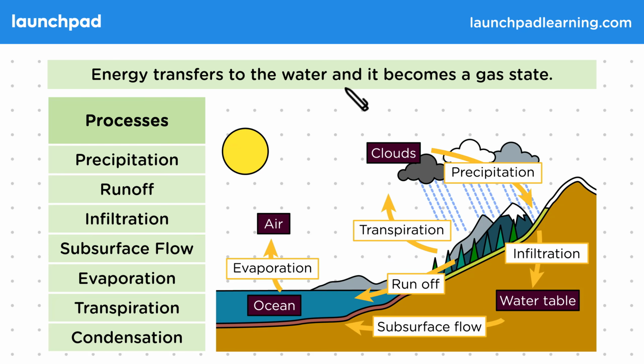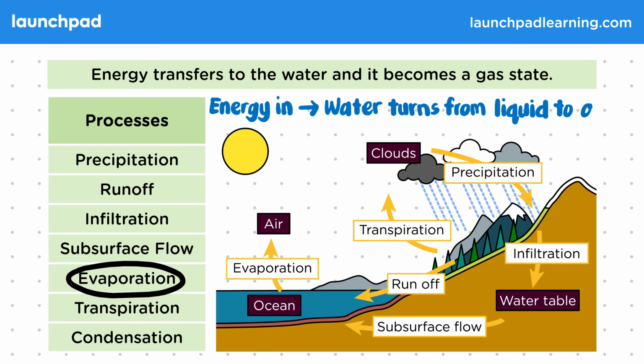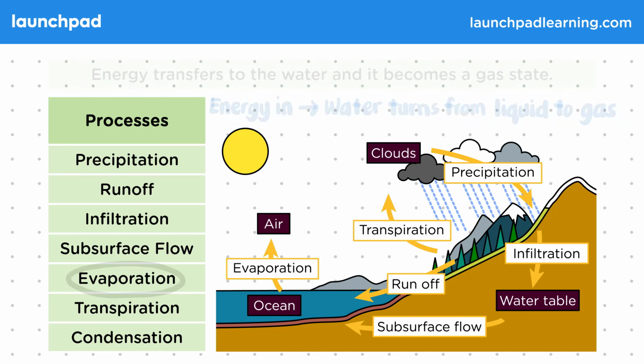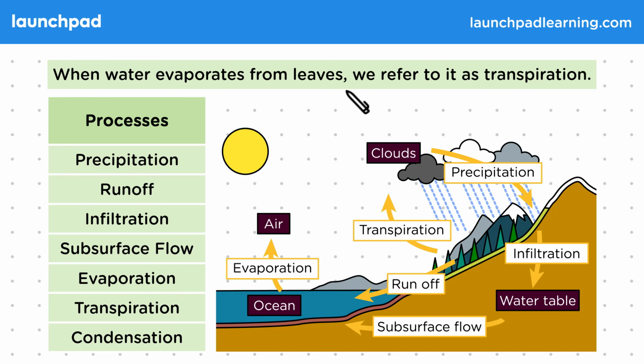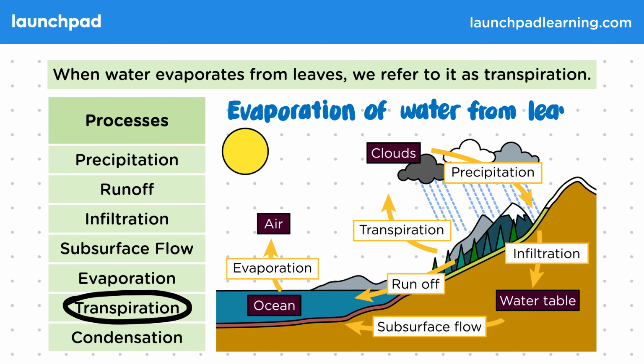Energy transfers to the water and it becomes a gas state. We call this process evaporation. This is the utilization of energy, normally from the sun, to turn liquid water into a gas. When water evaporates from leaves, we refer to it as transpiration. So transpiration is the evaporation of water from leaves.